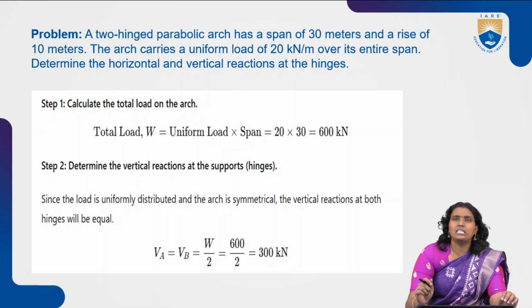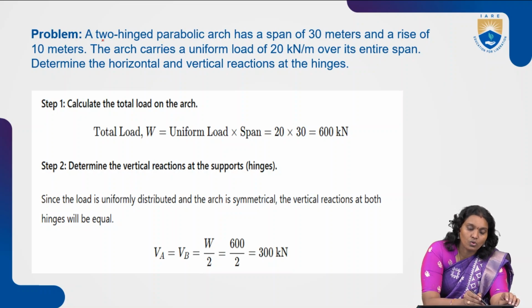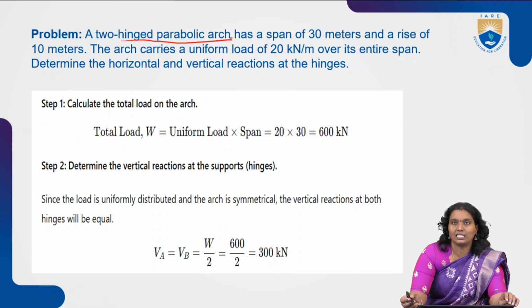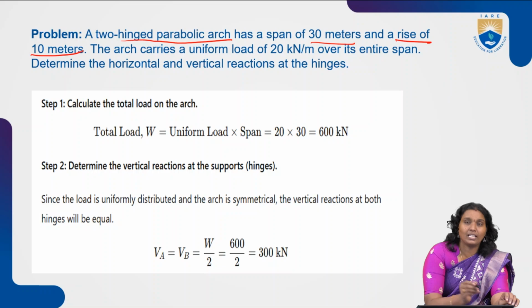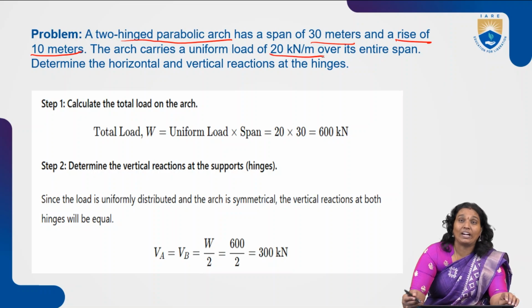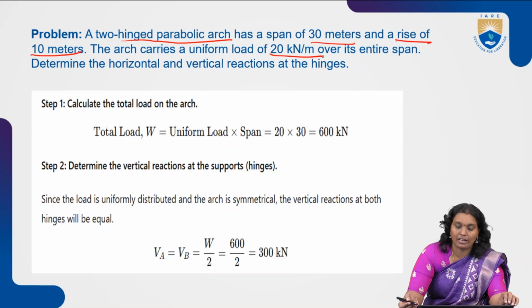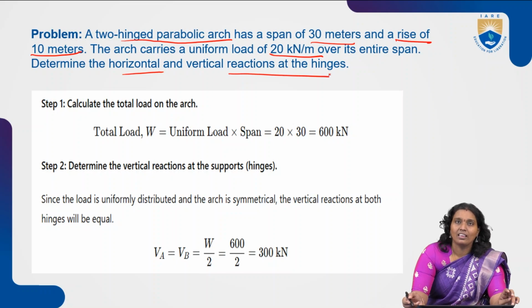Here, a two-hinged parabolic arch. Here we have to understand the question. A two-hinged parabolic arch has a span of 30 meters and a rise of 10 meters. The arch carries a uniform load of 20 Newton per meter over its entire span. Determine the horizontal and vertical reactions at the hinges.